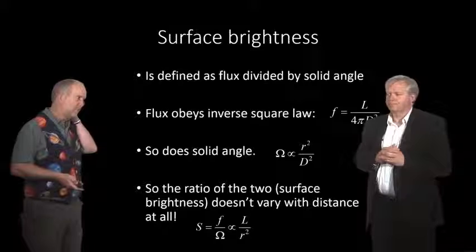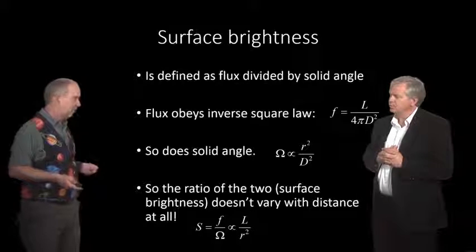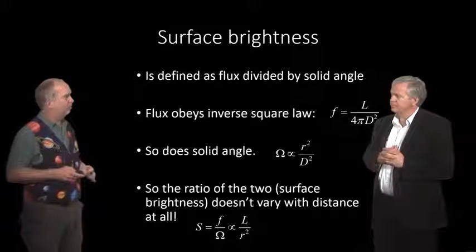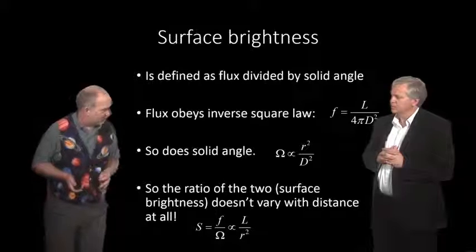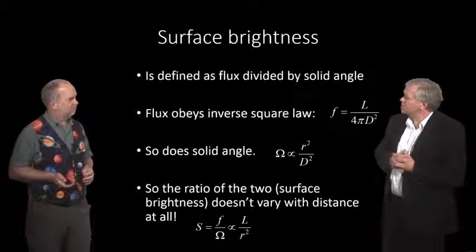But how can you measure it? I mean, we can measure the flux we get from something, but we'd have to know the solid angle of a nearby star to be able to measure the surface brightness. Oh, well, this is where some new technology comes into play, where we can measure nearby stars' radius very accurately using interferometry.